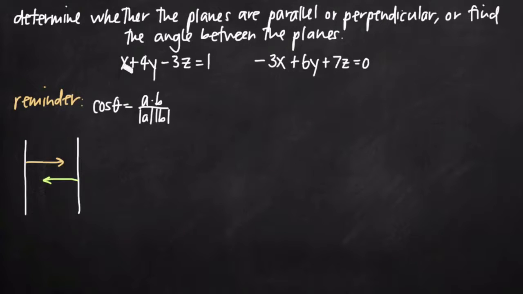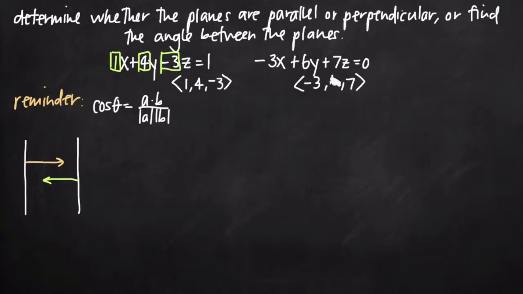So for example, the coefficient on this x term here is just 1, right? I have 1x, there's this kind of hidden 1 here. I have 4 in front of my y, so I've got 4 here, and I've got a negative 3 in front of z. So the representation of my normal vector to this plane is 1, 4, negative 3. That's the normal vector to that plane. Same thing over here. I take the coefficients. My normal vector is negative 3, 6, 7, like that.